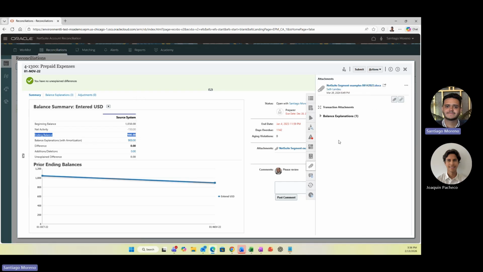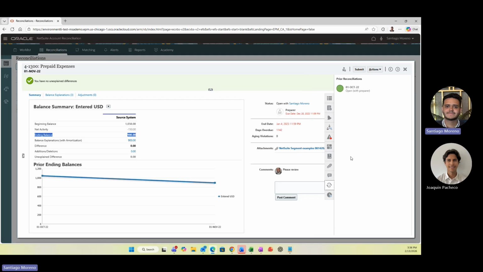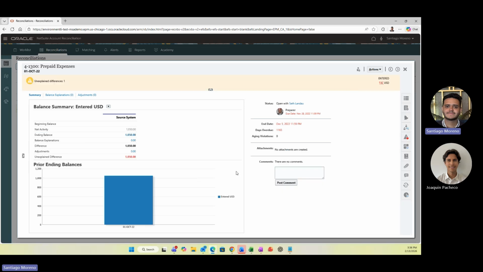Then let's quickly see, for the example that I was giving you, we actually did upload an attachment when we were doing the balance explanations on the amortization schedule. That's why you see here that we have the attachment in this place. Then in here, I can also show you how the prior reconciliations will look. Basically, what this will allow you to do is that if you want to review what was done on October 22, you can always come here into prior reconciliations and just click on that. And that will take you to the same account, but it's going to be the prior reconciliation for it.